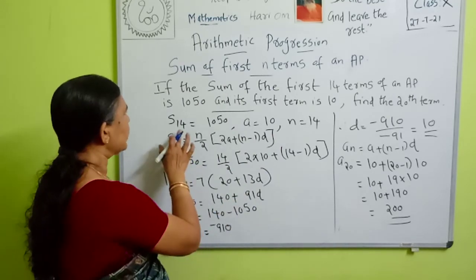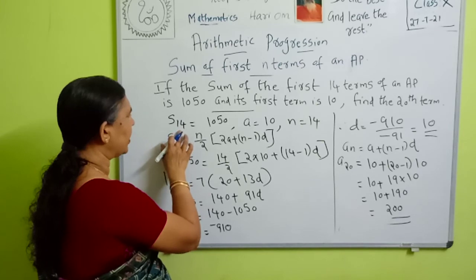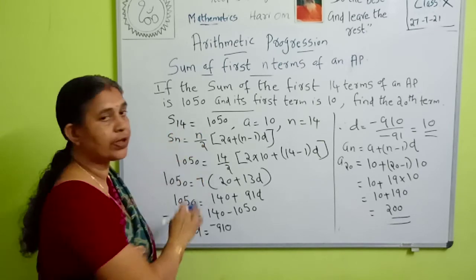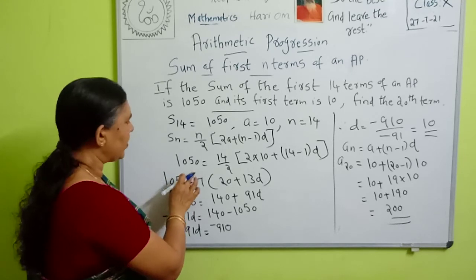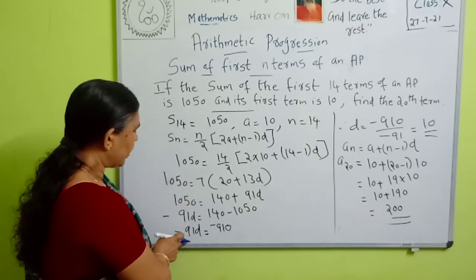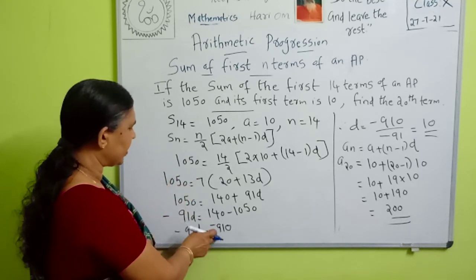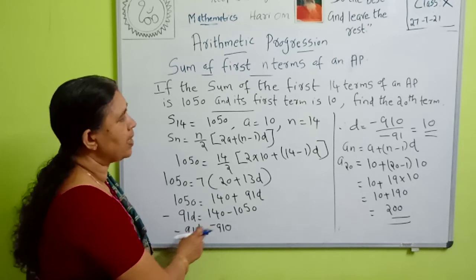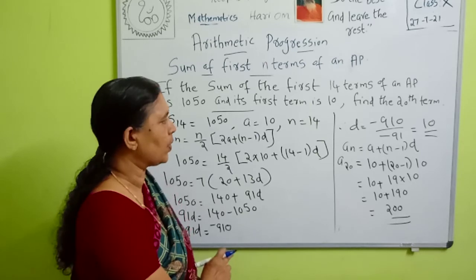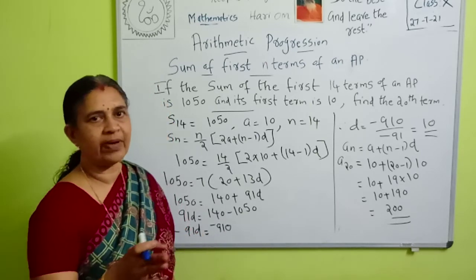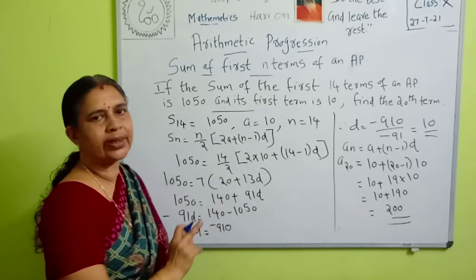So here, for the sum of n terms of the AP, S14, Sn is equal to n by 2 into 2a plus n minus 1 into d. Substituting the values, we get the value of d. Here, minus 91d is equal to minus 910. Then d is equal to minus 910 by minus 91. That is equal to 10. After finding the value of d, what do we do? We find the 20th term of the AP.